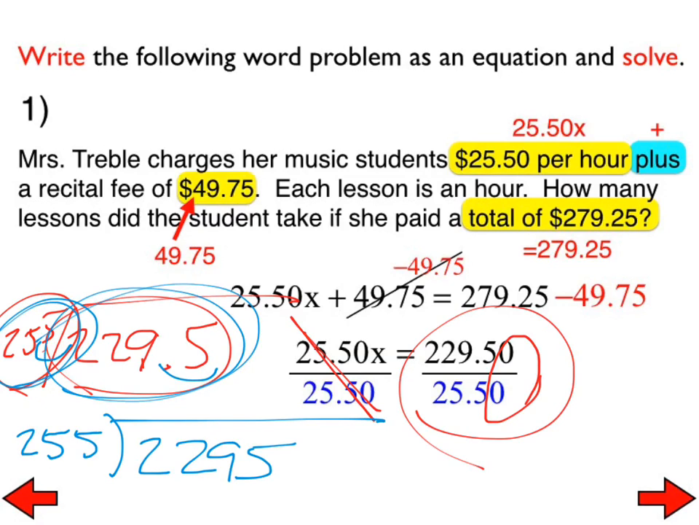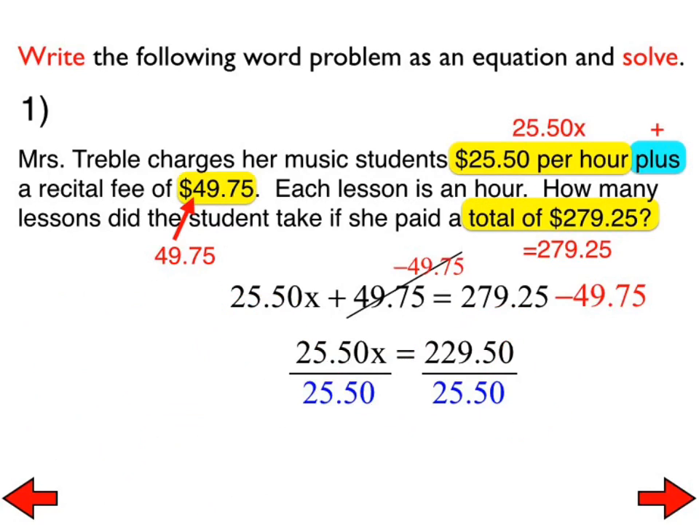So now the question is, how many times does 255 go into 2,295? How many times? 9. And it goes in evenly. So 9 times 5 is 45. Carry the 4. 9 times 5 is 45. Plus the 4 is 49. Carry the 4. 9 times 2 is 18. And 18 plus 2 is 22. And I'm running out of room there but you can see that the remainder is 0.